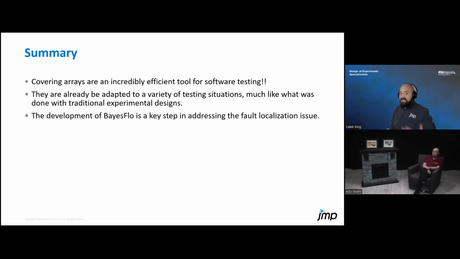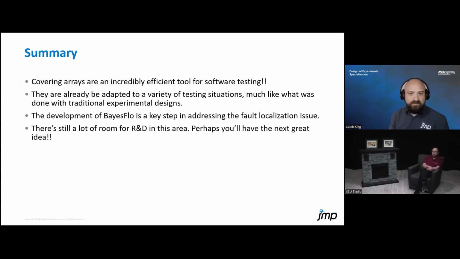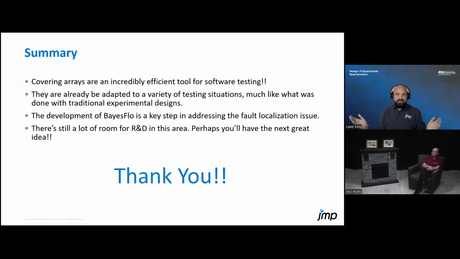And this development of Bayes flow is a key step in addressing the fault localization weakness of covering arrays. This is still an active research area on ways to improve this Bayes flow technique. There may be other techniques that come out because of that. So ultimately, there's still a lot of room for R&D in this area, a lot of room for research. And maybe, hey, maybe I've inspired you to take a look into it. Maybe you'll have the next great idea for covering arrays. And with that, I will end there. Thank you for your time.